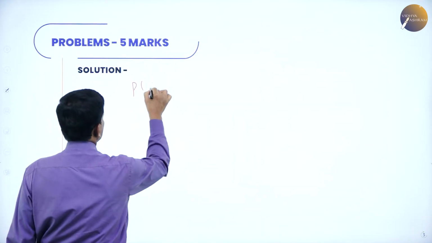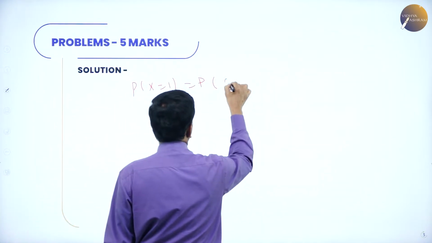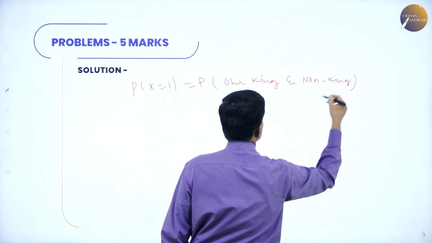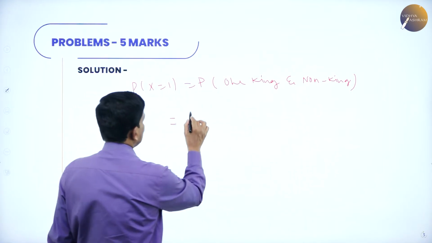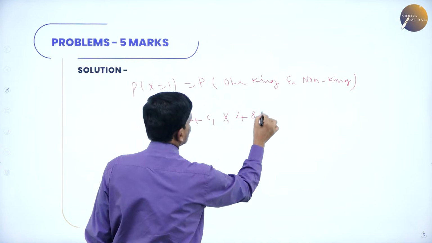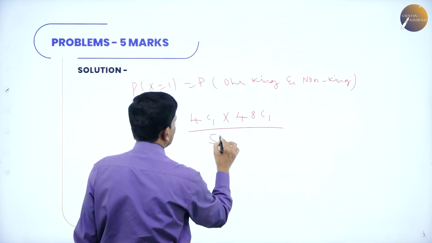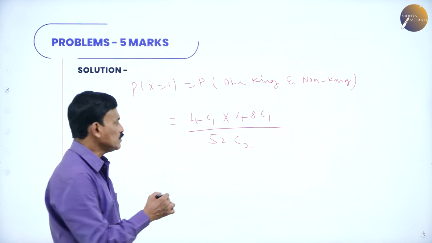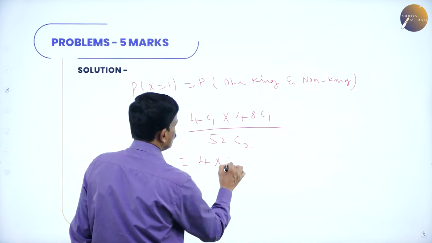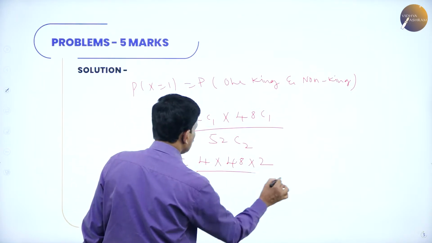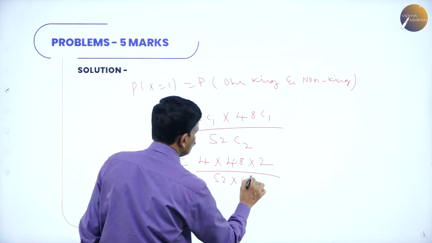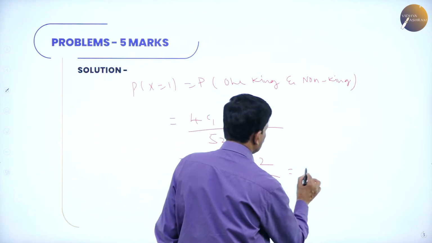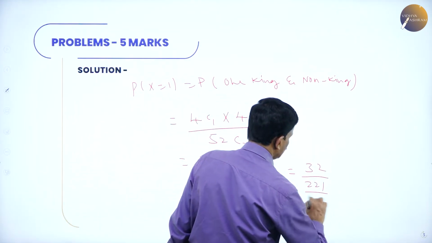Similarly, second one, probability of x is equal to 1 means probability of one king and one non-king. It is not a king. So one king, 4C1, into one non-king, 48C1, divided by 52C2. Okay, we are selecting two cards. Now this can be simplified as 4 into 48 into 2 divided by 52 into 51. Simplify this, you will get the answer. So after simplification, this is equal to 32 divided by 221.